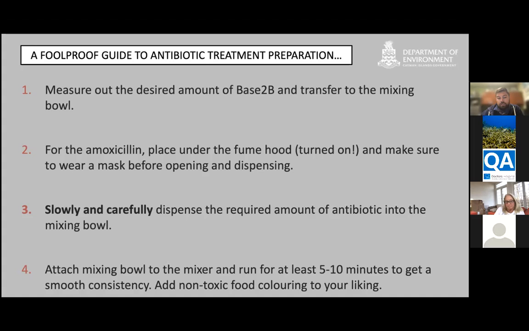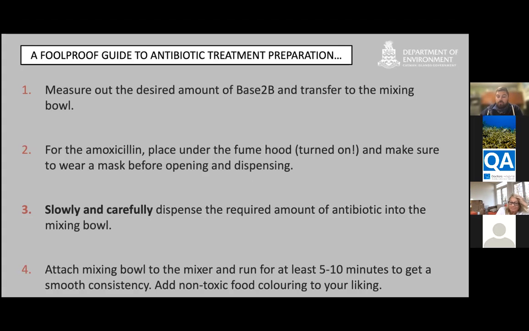Next, you're just going to slowly and carefully pour out the amount you want into the mixing bowl. We have a big fancy mixer now, and we've upgraded our methodology quite a bit since we first started about 6 months ago. You're going to want to run this for about 5 to 10 minutes, get a nice smooth consistency in the treatment so that it can be packed into the syringes quite easily.